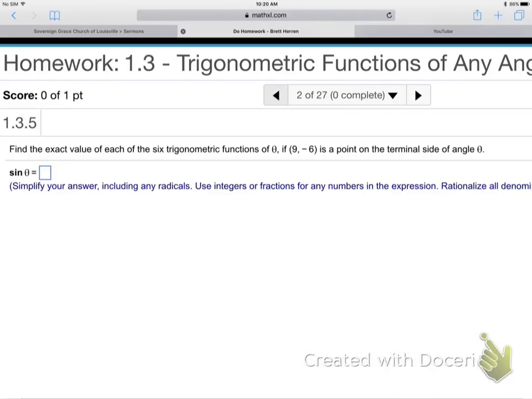Okay, so try that one. They're given 9, negative 6. So do the same thing. Draw yourself a little coordinate system. Find the point 9, negative 6. Let me let you start. Be better than me just whipping it out. So draw that. Start. You're going to have to do the Pythagorean thing to find the hypotenuse.